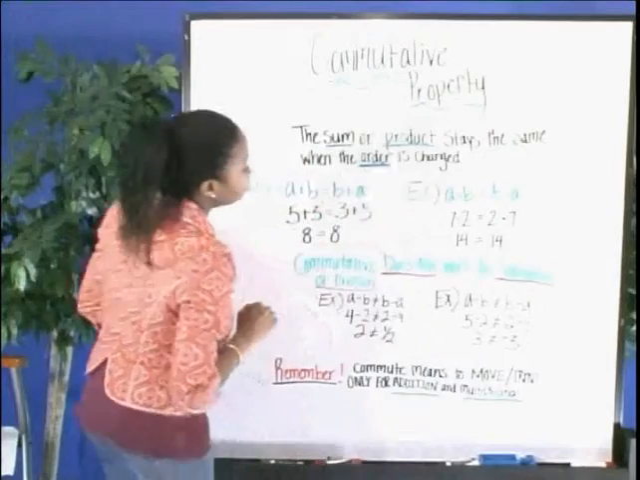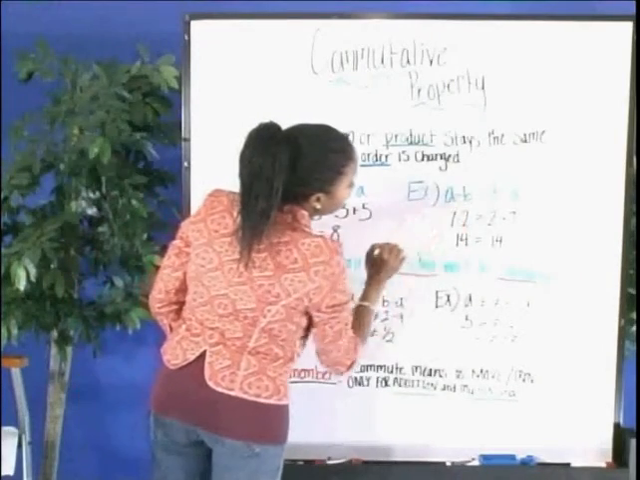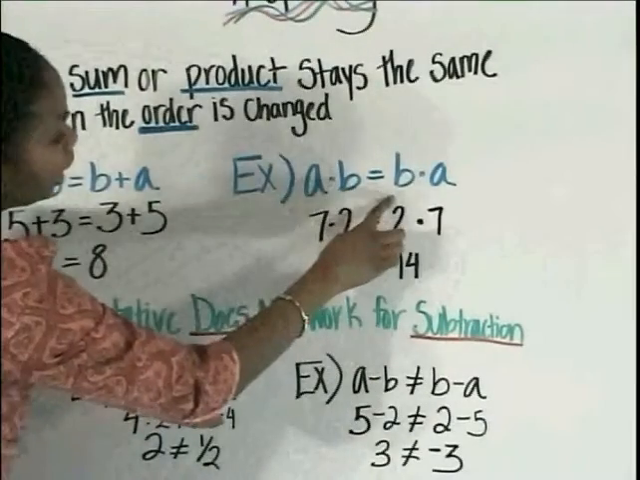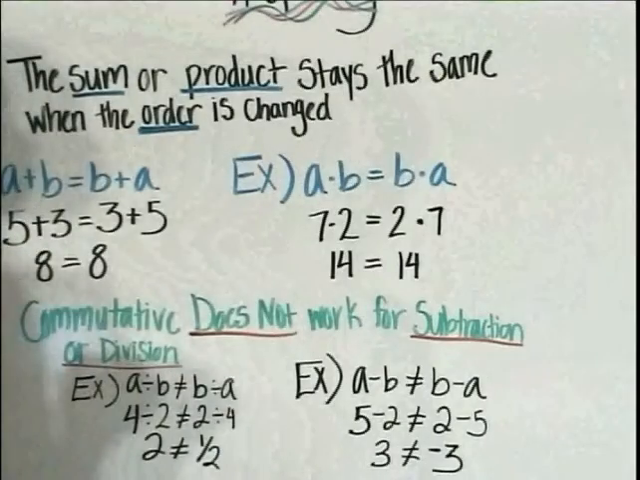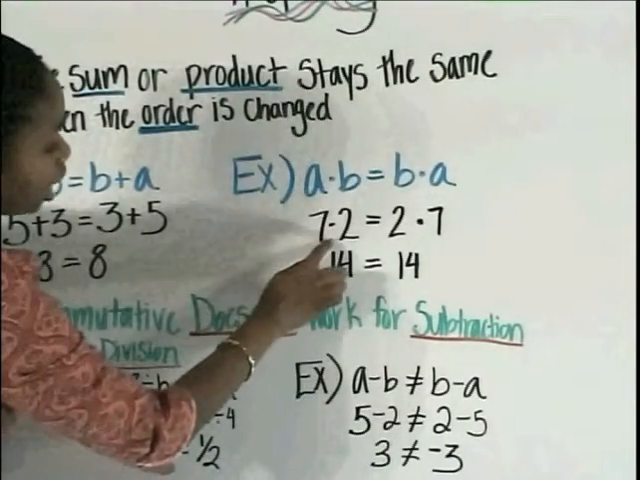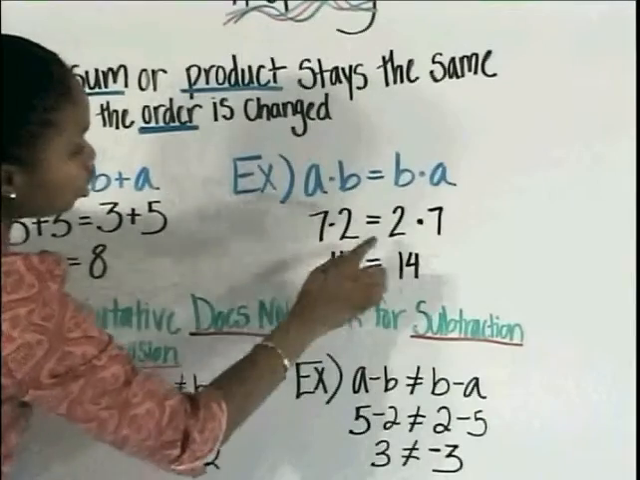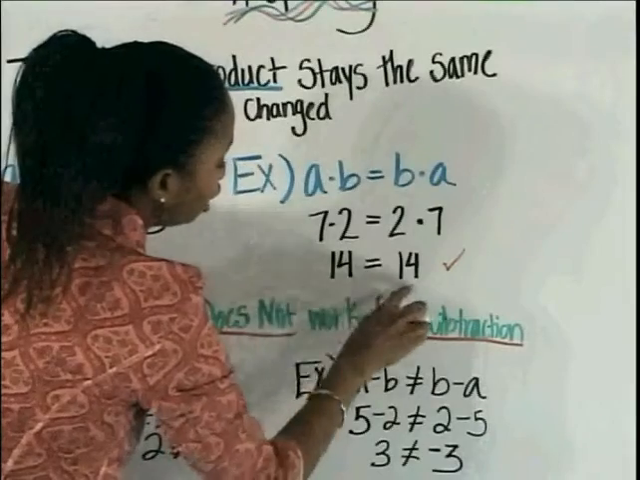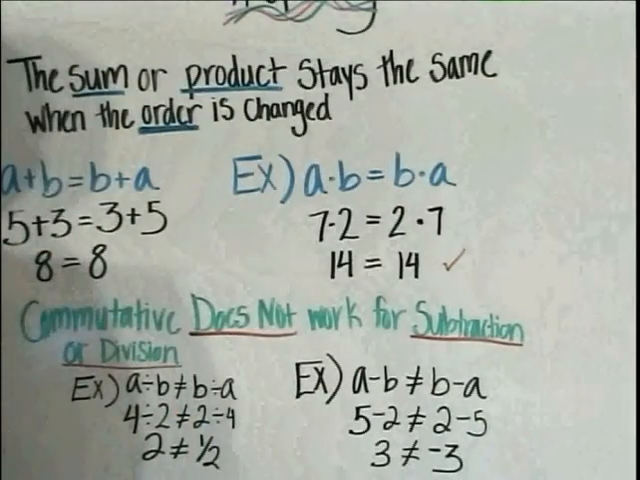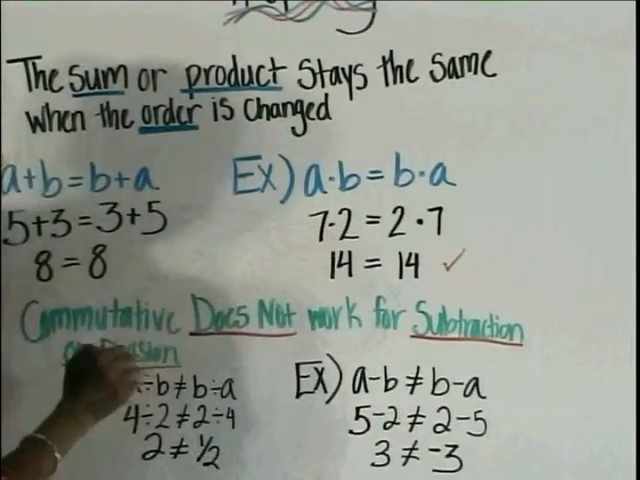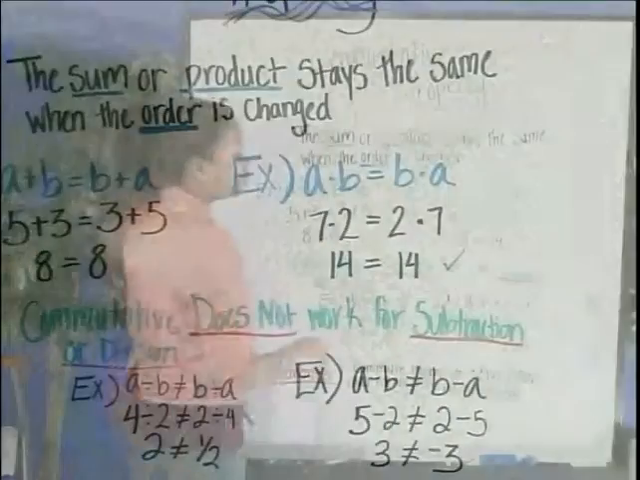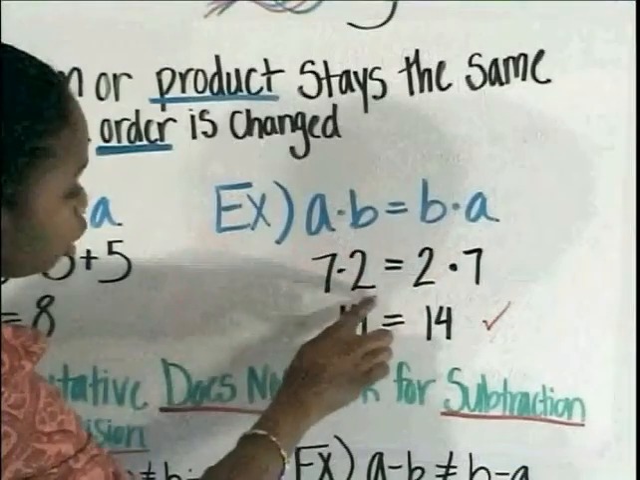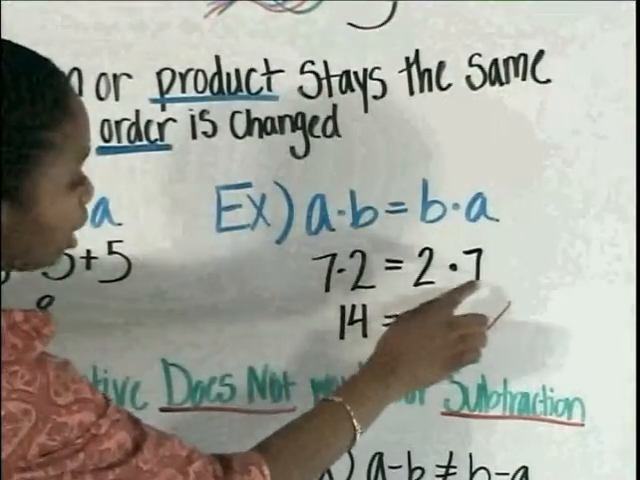Let's look at another one with multiplication. We have A times B equals, now remember, the commutative property is when the order changes, B times A. So now we're going to try it with numbers. Is 7 times 2 equal to or the same as 2 times 7? Yes, because we get 14 on both sides of the equal sign. 7 times 2 is 14. 2 times 7 is 14. And this is an example of the commutative property of multiplication.